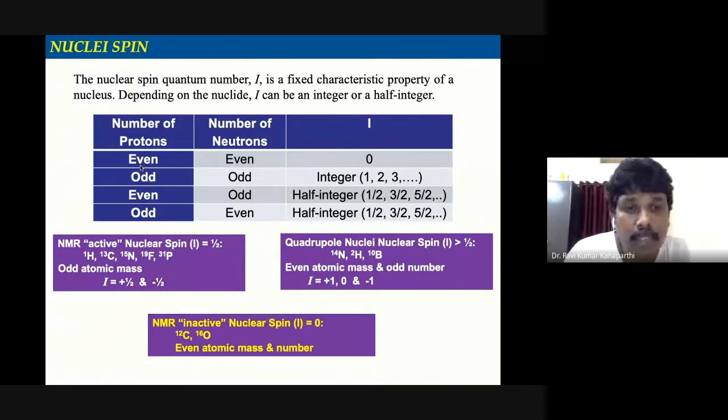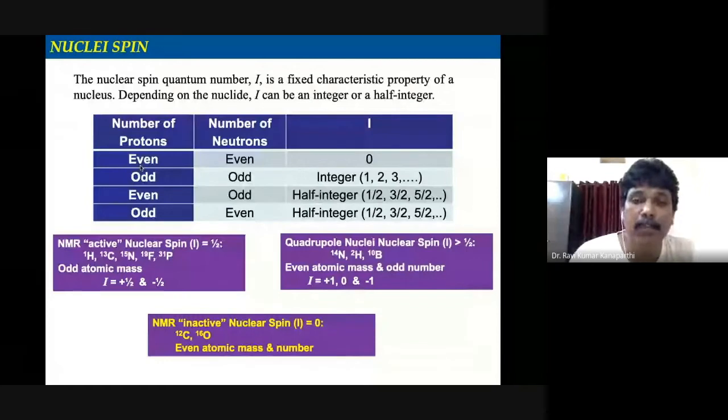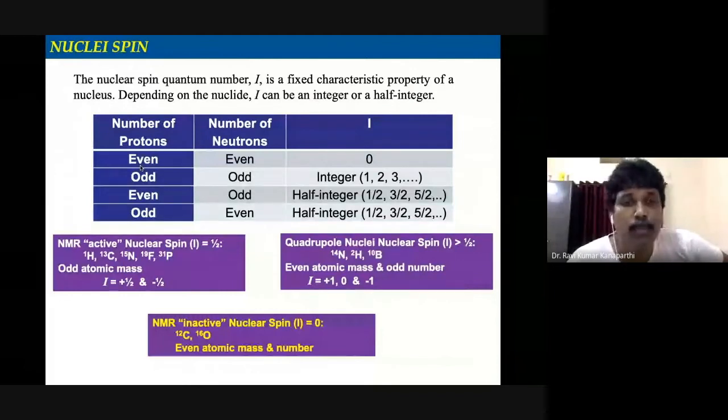Then the other cases: protons can be an odd number and neutrons an even number, or the protons can be even and the neutrons odd. In both these cases, the nuclear spin is going to be half integer. It can be half, 3 by 2, 5 by 2, and so on. Therefore, you can just remember this table, and you will be able to answer questions like whether a given nucleus is NMR active or inactive. You can make use of this table and answer quickly. Just estimate the number of protons and neutrons.